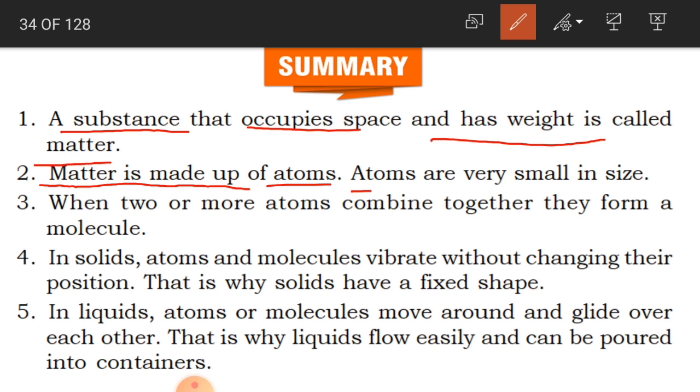Atoms. And atoms are very small in size. They are extremely small, which are invisible for us. And when two or more atoms combine together, they form a molecule. So what is a molecule again? When two or more atoms combine together, then we have a molecule.